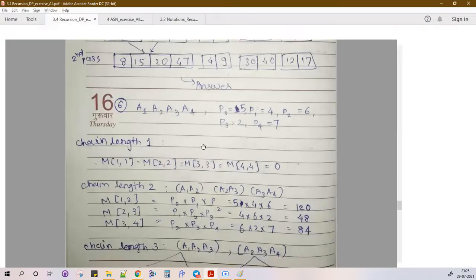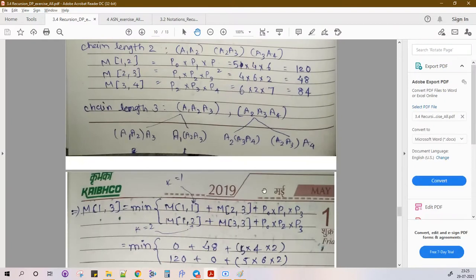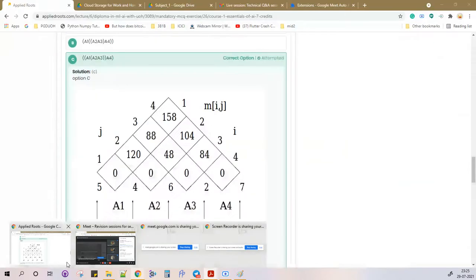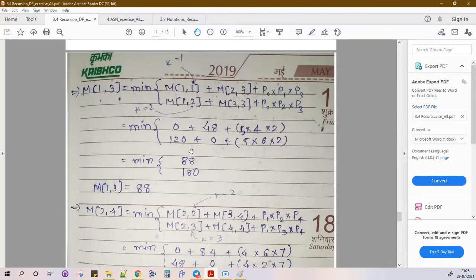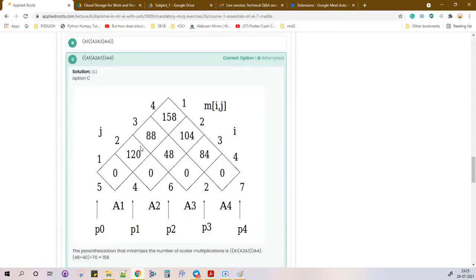Okay, we need to solve with that, and those formulas will lead to these answers. Yes, yes, 88 we are getting here. See, the minimum cost of multiplying 1 to 3. So 1, 3 it is 88.